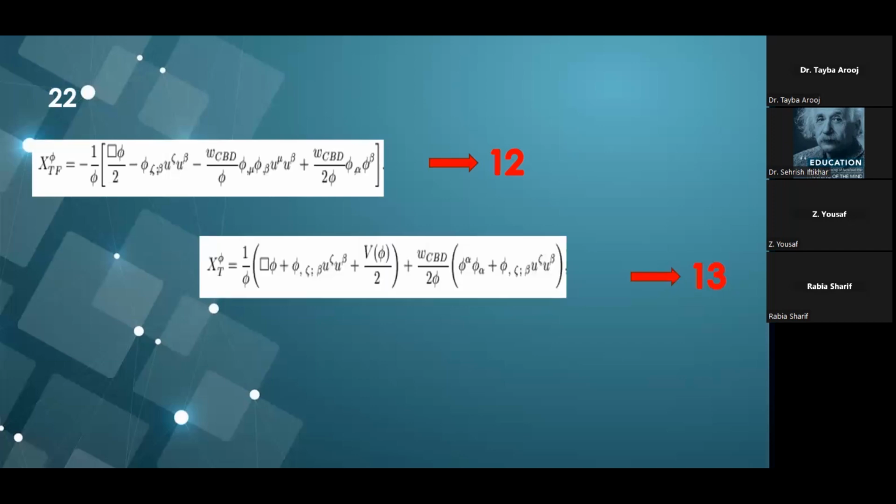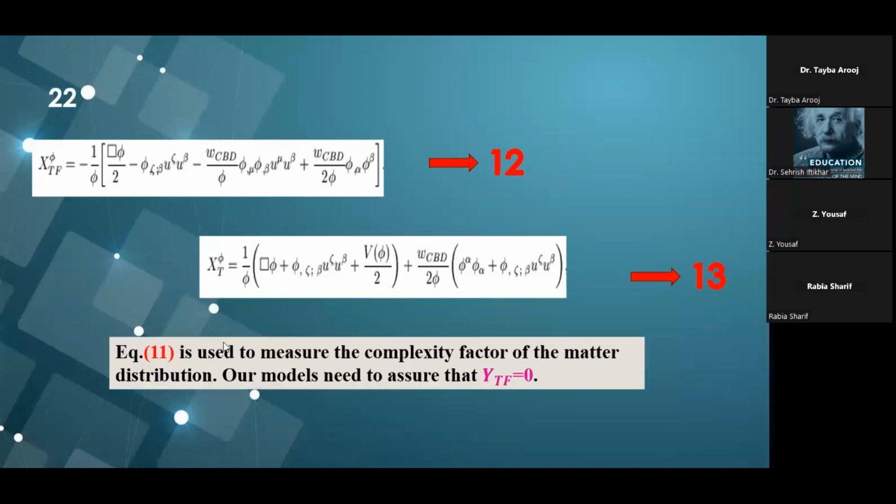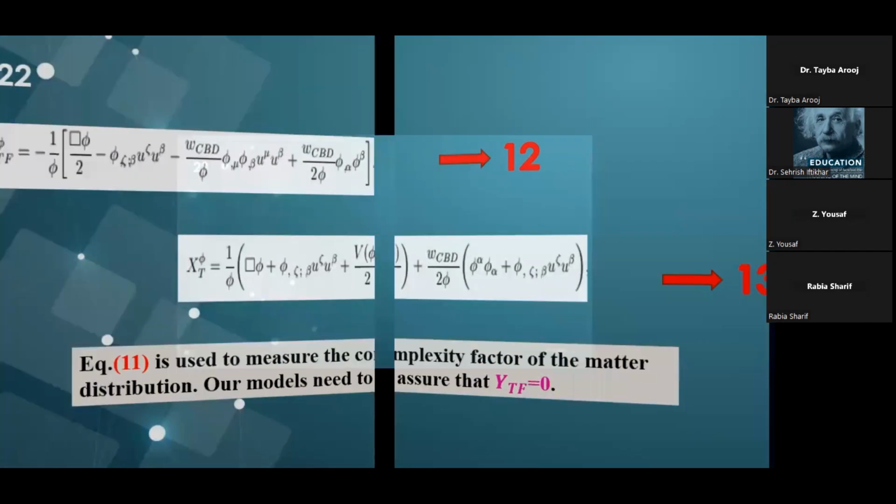And what is YTF phi? This is here, and YTXT here. And equation 11 is used to measure the complexity factor of the system's distribution. Our model needs to show that YTF is equal to 0, because if we want a less complex system, then I need to put YTF equal to 0 in my calculations.